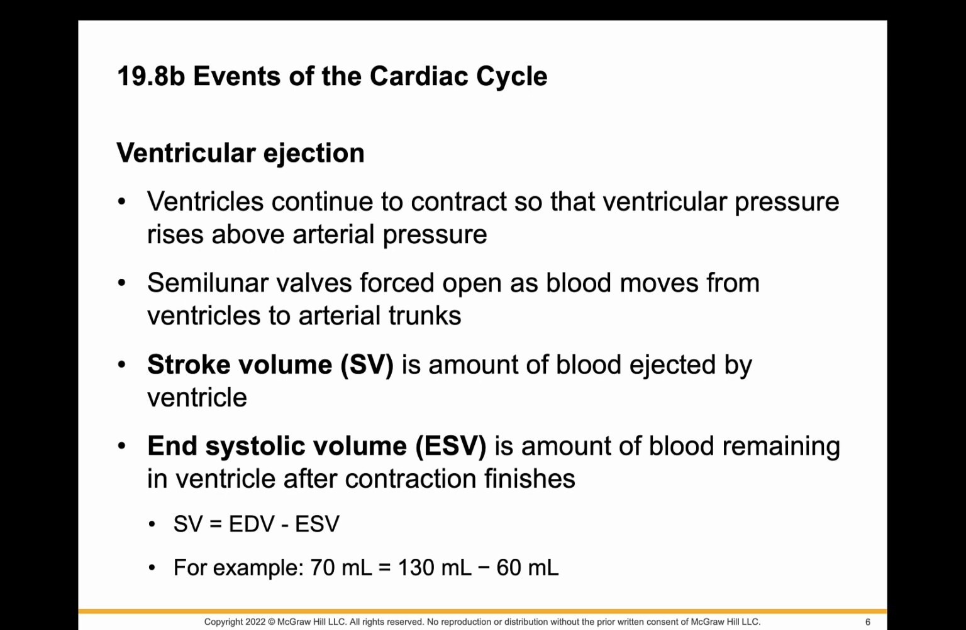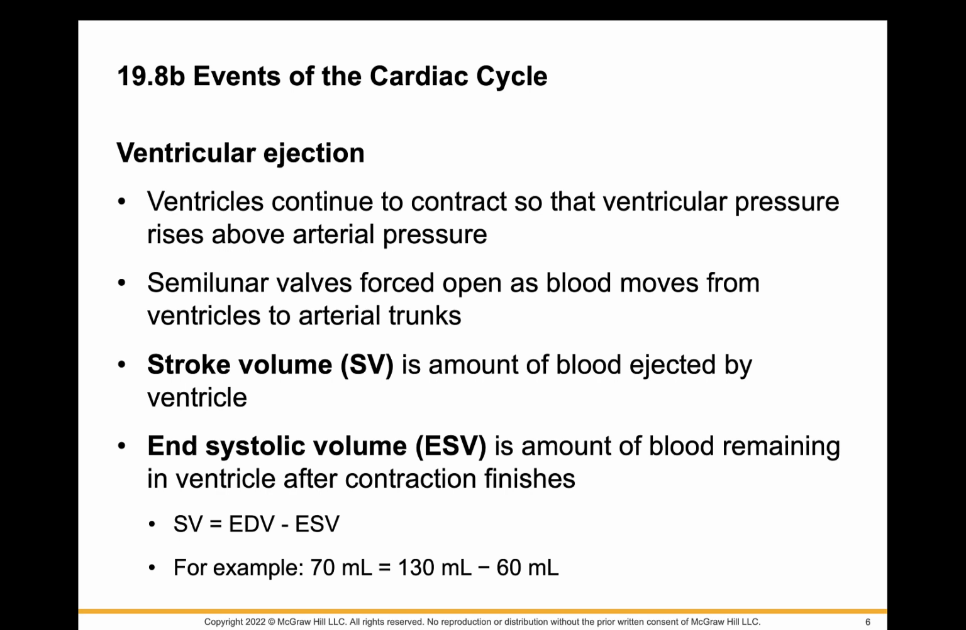The other parameter that we have to talk about is end systolic volume. End systolic volume is how much blood is left in the ventricle once contraction is complete. So stroke volume is actually the difference between end diastolic volume, what you started with, and end systolic volume, what's left after contraction. I've given you an example calculation here.